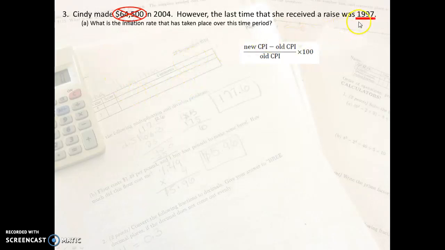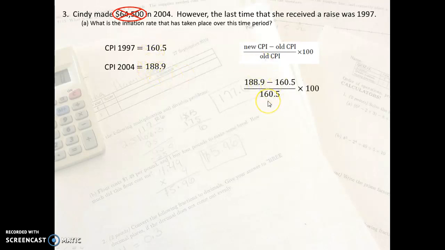What do we need? We need the CPI numbers from 97, and we need the CPI number from 2004. Where are we going to get those? Well, I think you know where I'm going with this. You need the chart. I'm not pulling the chart up on my little screen, so I'll let you double check that. 1997, there's your CPI. 2004, there's your CPI. And we're going to take those numbers, put them right into the formula, and let the calculator run away with it.